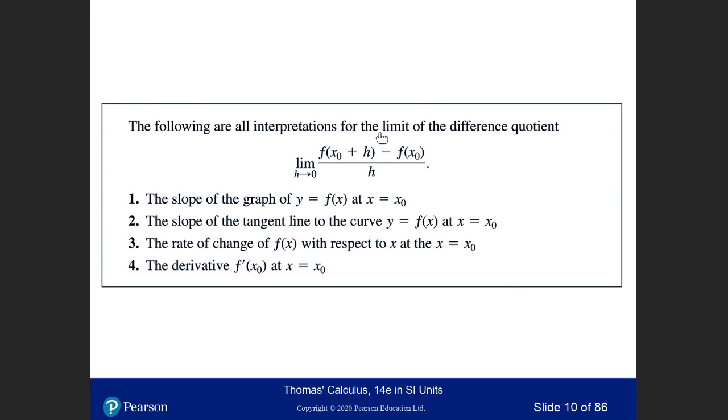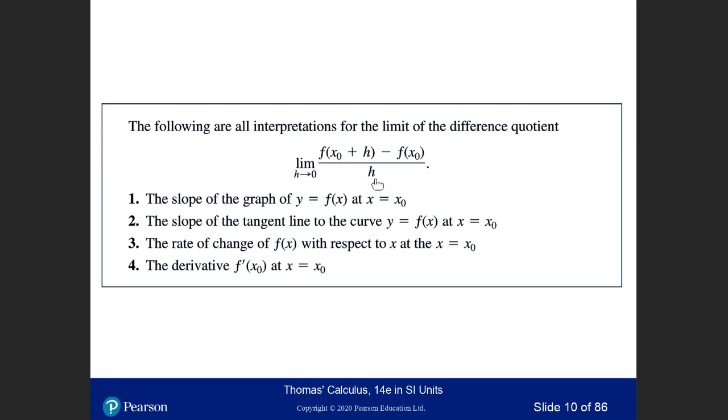Actually, this limit that we have defined has all these four interpretations: the slope of the graph at x equal to x of 0, the slope of the tangent line at x equal to x of 0, and of course the rate of change of f of x at x of 0. Actually, this is instantaneous rate of change.